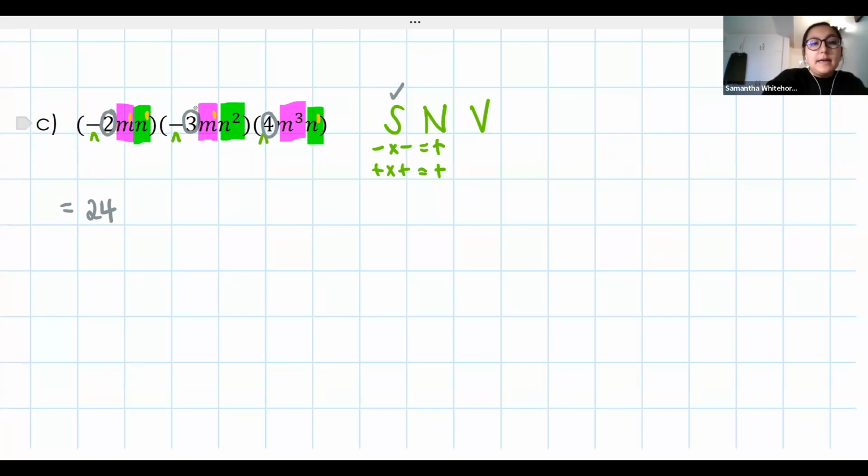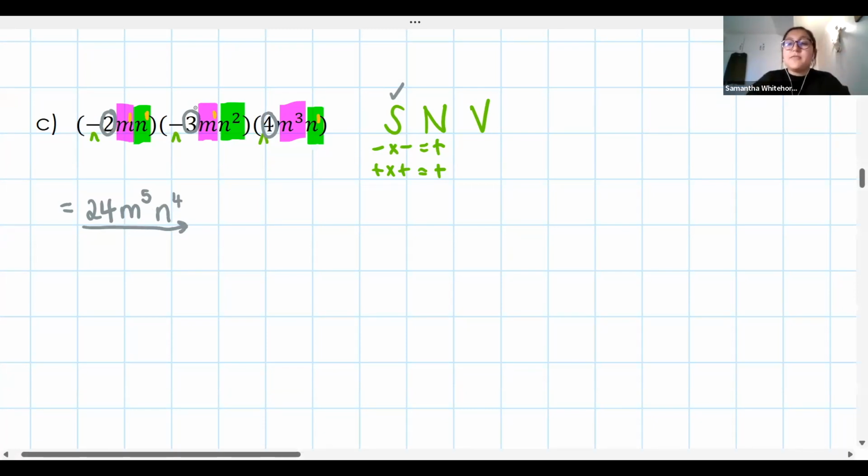Okay, so m times m squared times m cubed gives us m to the power 5, i.e. add the exponents. 1 plus 1 plus 3 is 5. Then in terms of our n's, I've got 1 plus 2 plus 1, or n times n squared times n, which gives us n to the power 4. So I have simplified and found my product of 24 m to the power 5, n to the power 4.